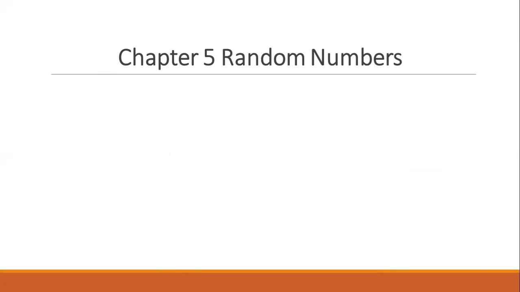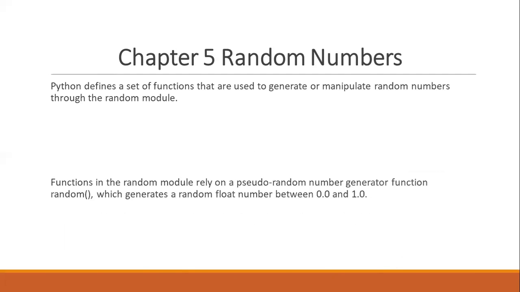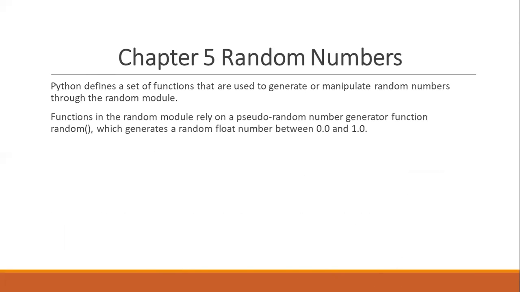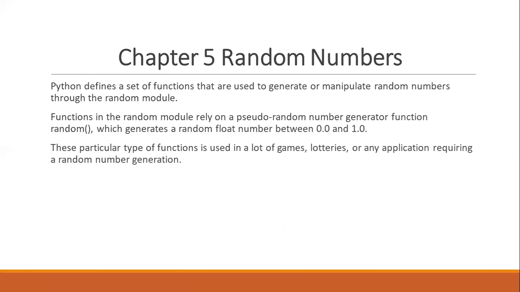Now we'll discuss chapter 5, random numbers. Python defines a set of functions that are used to generate or manipulate random numbers through the random module. Functions in random module rely on a pseudo random number generator function, random, which generates a random float number between 0.0 and 1.0. This particular type of function is used in a lot of games, lotteries, or any application requiring a random number generation.